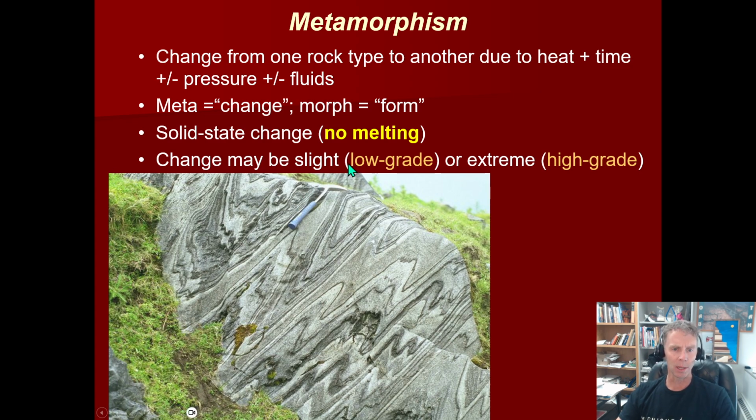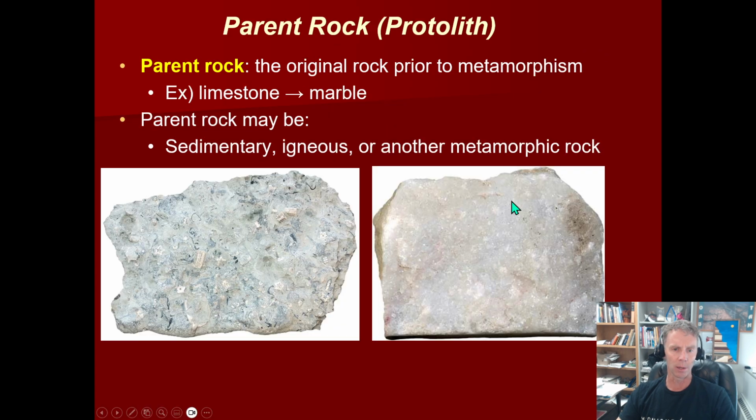And the changes for metamorphism can be kind of slight, what we sometimes call low-grade metamorphism. For example, a shale being metamorphosed into a slate involves fairly low temperatures and pressures and not a very pronounced change in what the rock looks like after that process. Or it could be more extreme in a high-grade metamorphism event where we really substantially change the texture and characteristics of the rock due to metamorphism.